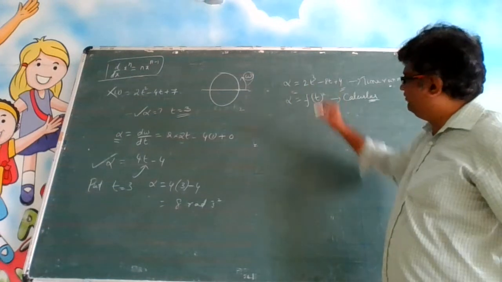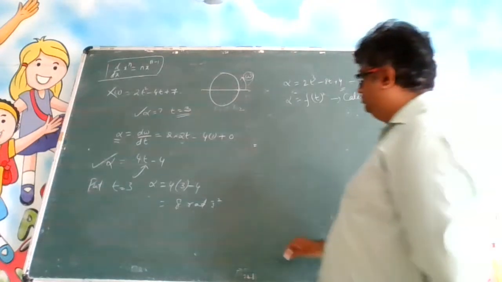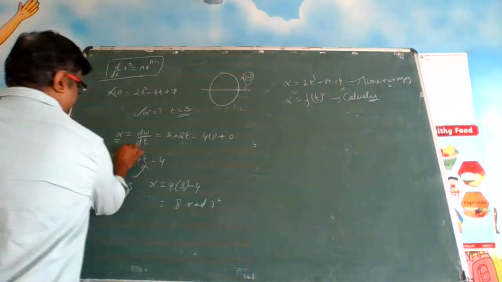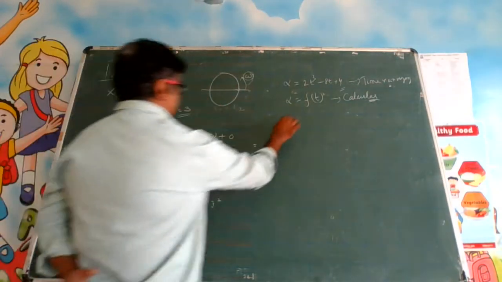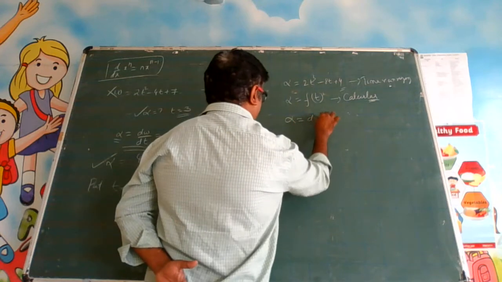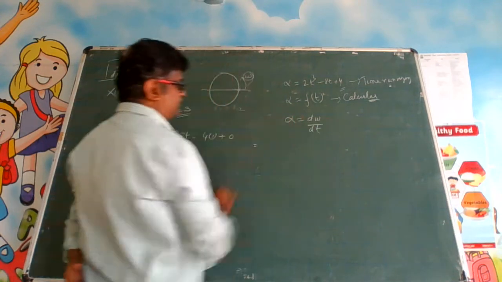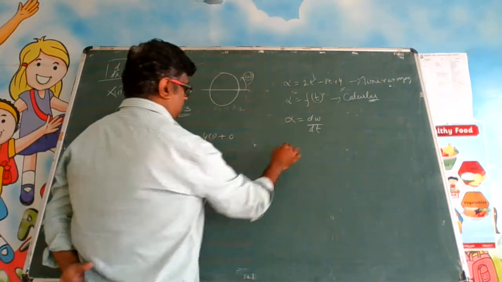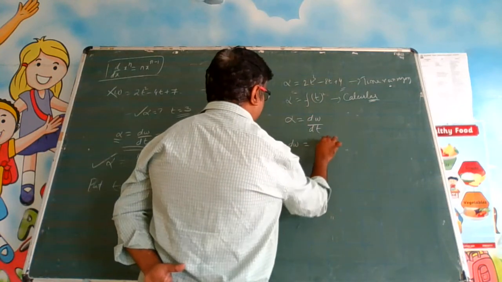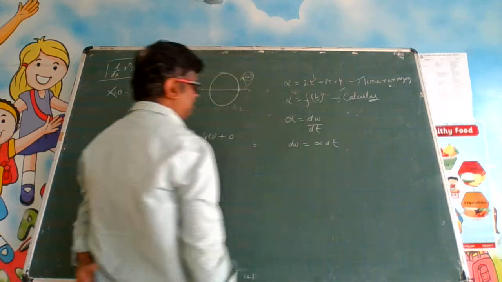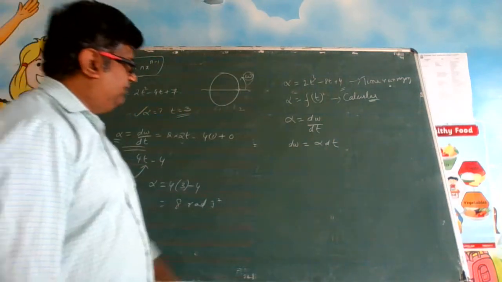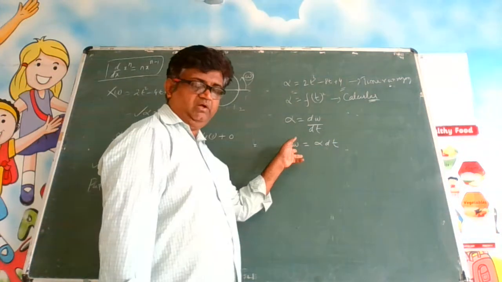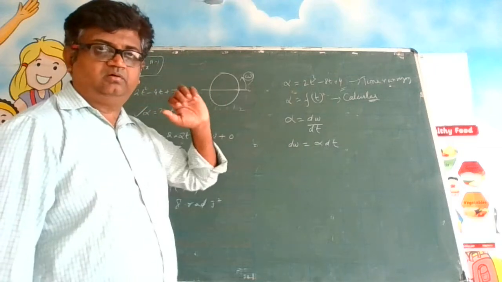Now here what you are trying to find out? Omega. So the equation is the same equation. Alpha is equal to d omega by dt only. It is not going to change. But what are you trying to find out? Here you are trying to find out omega. So can I write d omega is equal to alpha dt? Now ask yourself, I have an expression for d omega. How would I get omega? I must integrate.